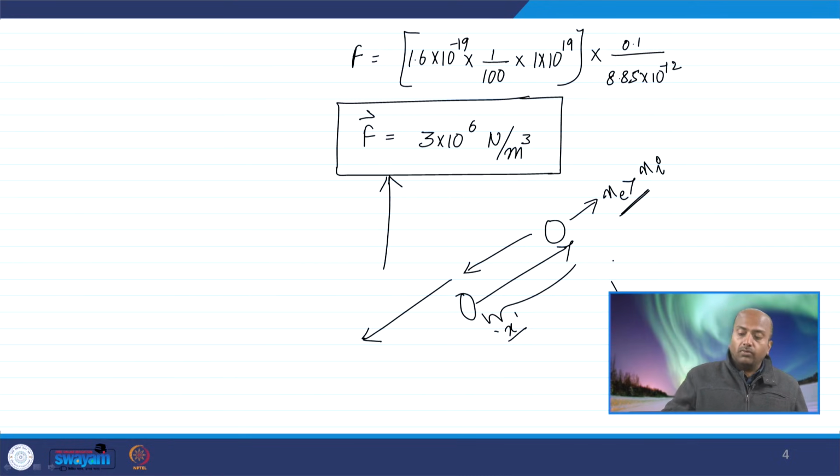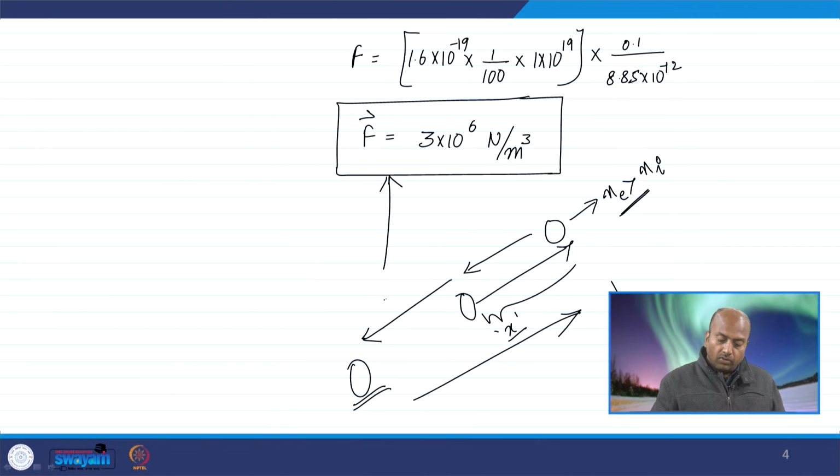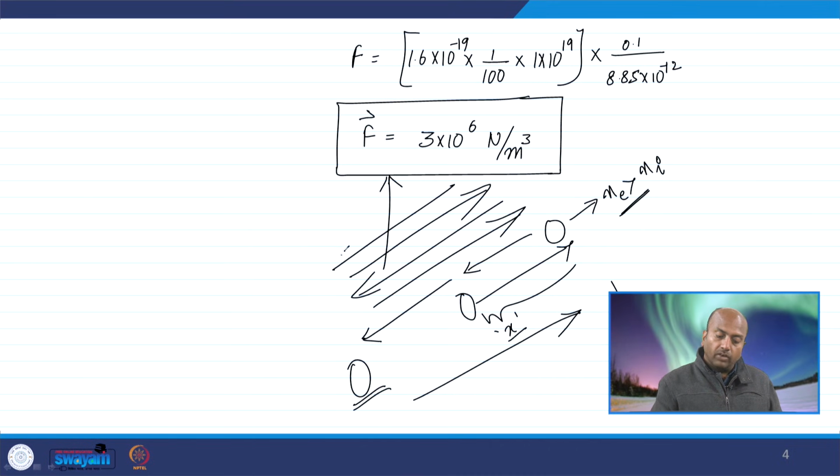So what happens immediately? Now there is an abundance of electrons here, so immediately an electric field will be created in the opposite direction, and electrons will be drawn towards the other side. As a result, electrons will again overshoot. This movement of electrons back and forth creates what are called electron plasma oscillations.